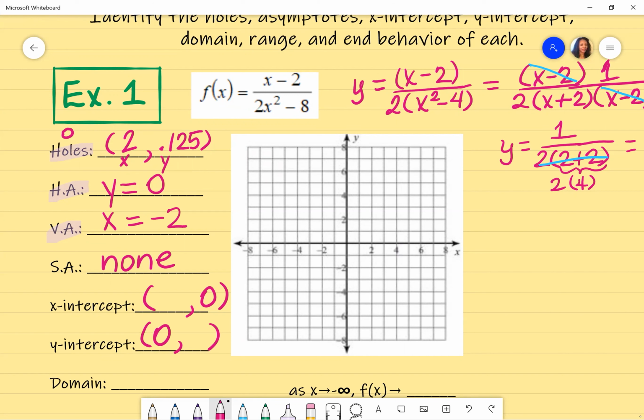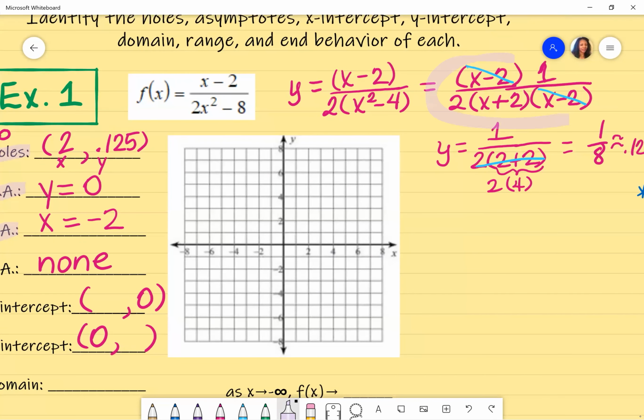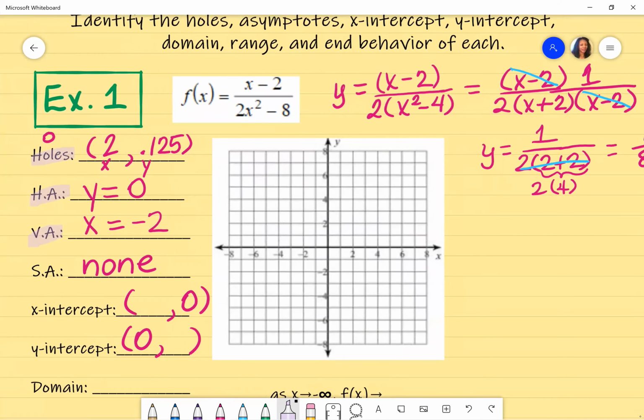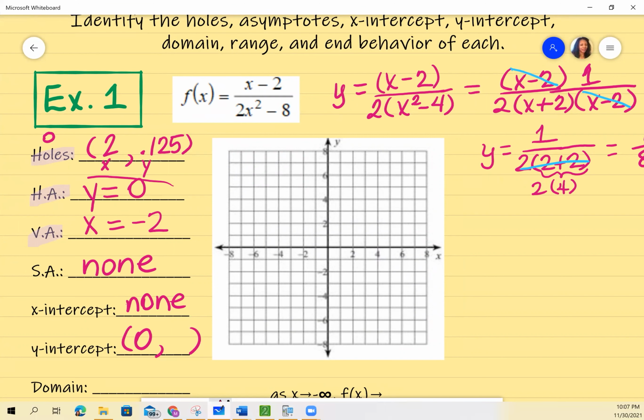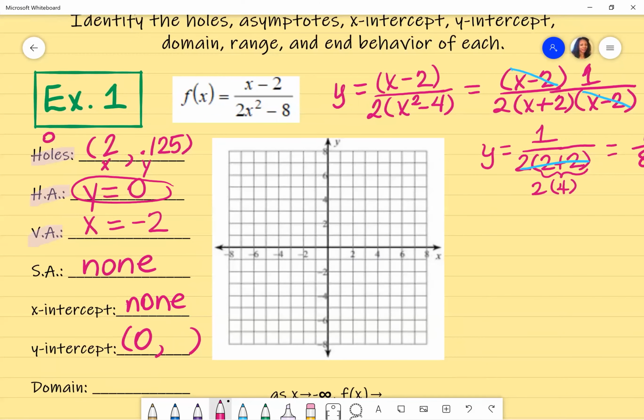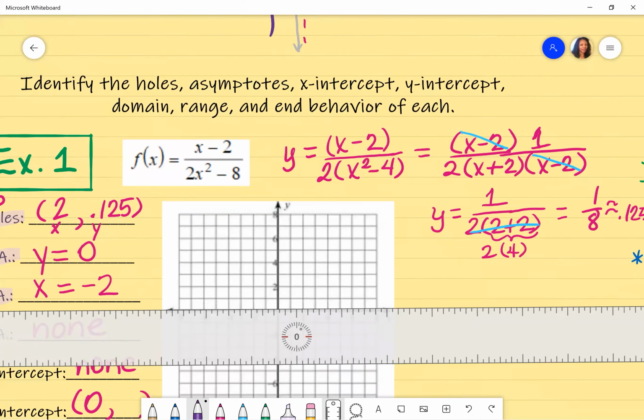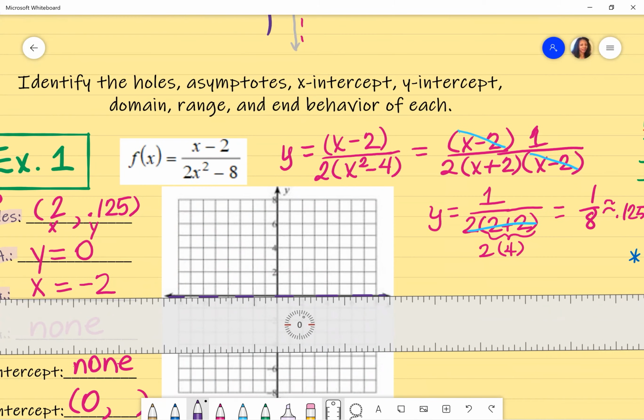For my x-intercept, if I am doing it manually, I go back to the part where I scratched out my holes and I look at the numerator only. So my numerator just has a 1. That means I'm not going to have an x-intercept. Another thing you can look at is if your horizontal asymptote is 0, then by default, you won't have an x-intercept, because that's telling you when y is equal to 0, that means that the x-axis is off limits.